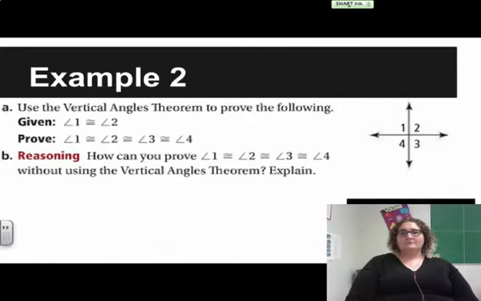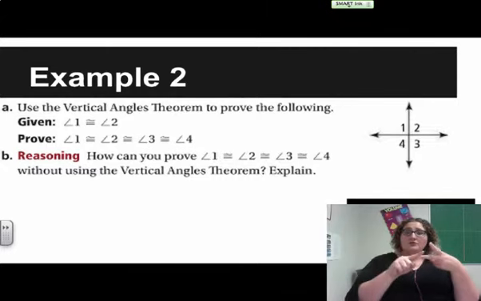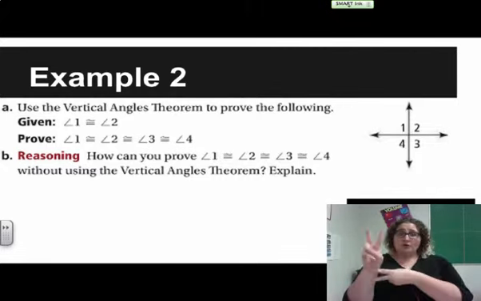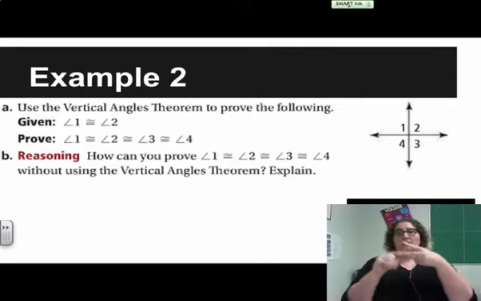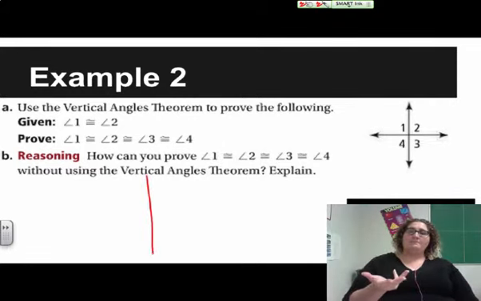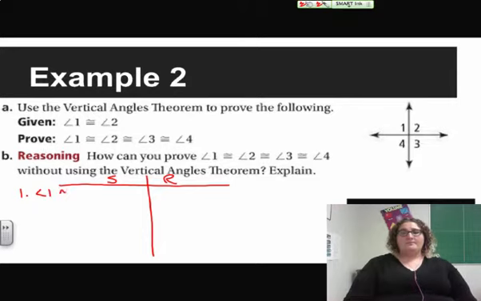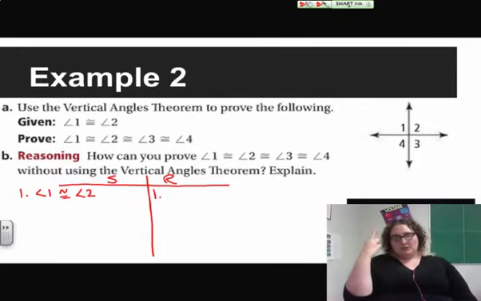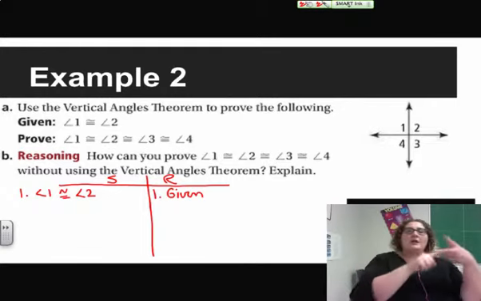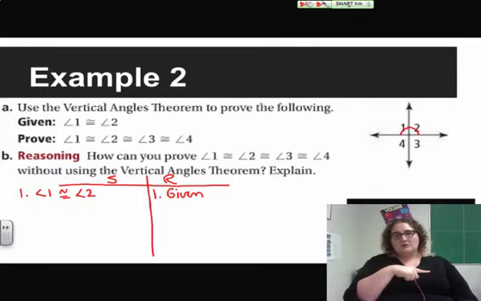Example 2 says, use the vertical angle theorem to prove the following. If it's given that angle 1 is congruent to angle 2, prove that angle 1 is congruent to angle 2, is congruent to angle 3, is congruent to angle 4. Okay. Well, I'm going to start off with my given information. Statements, reasons. Angle 1 is congruent to angle 2. That was given.